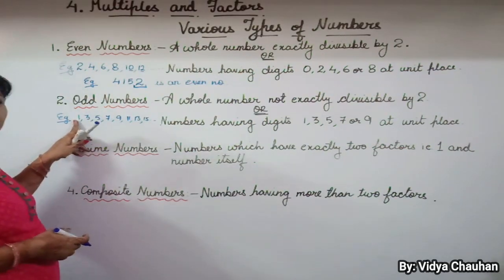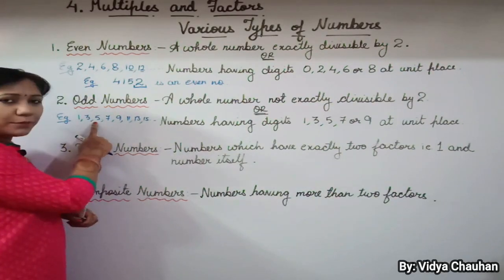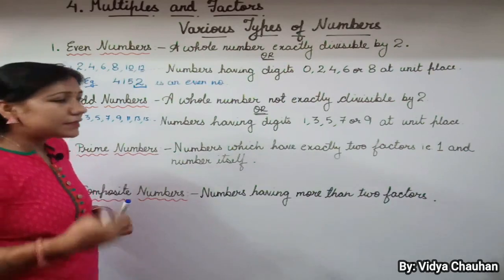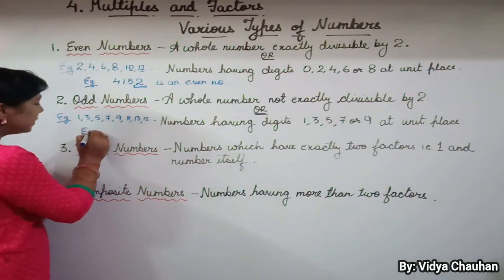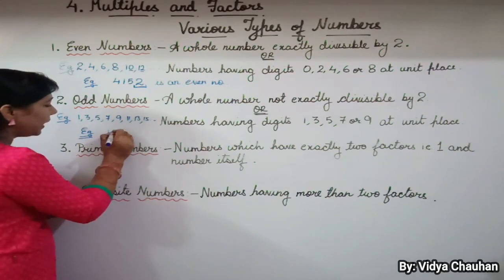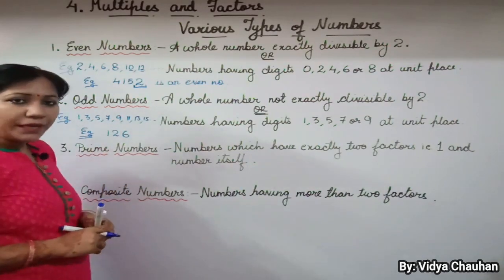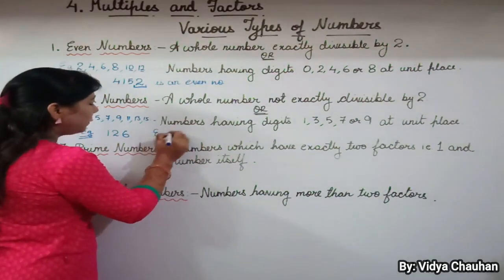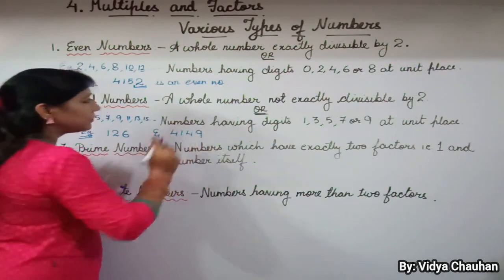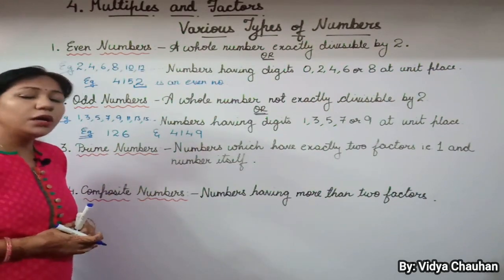1 doesn't come in the table of 2. 3 is also not divisible by 2. 5 is also not divisible by 2. So that's why all these numbers are odd numbers. Similarly, if you have larger values, for example 126, and there is one more number given to you, 4149, suppose, and it is asked to find out whether each is odd or even.